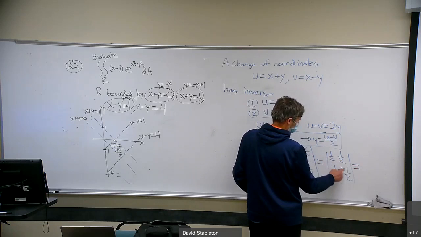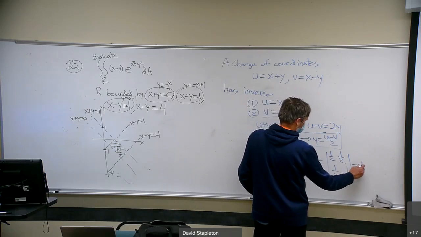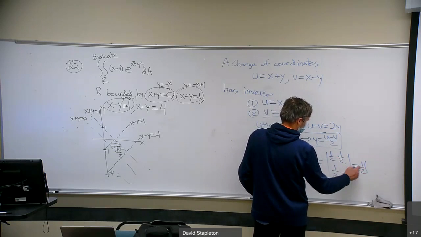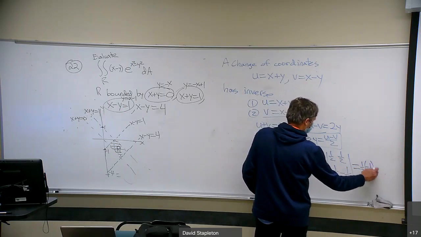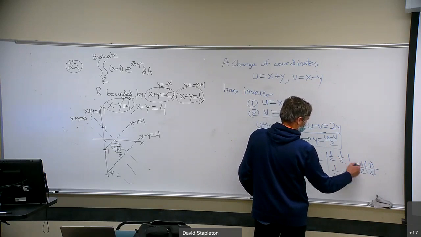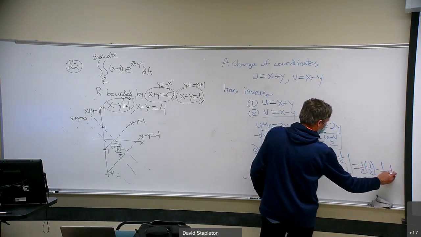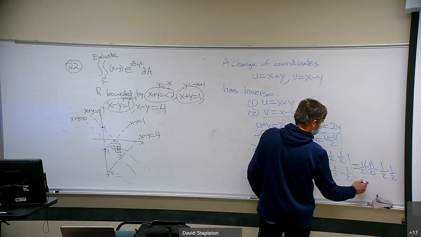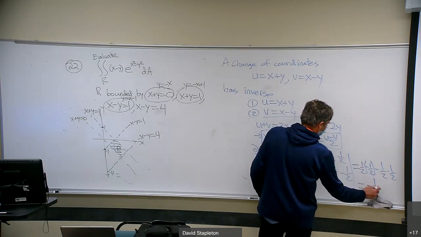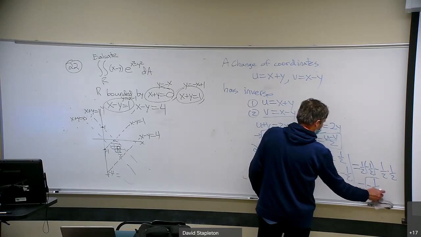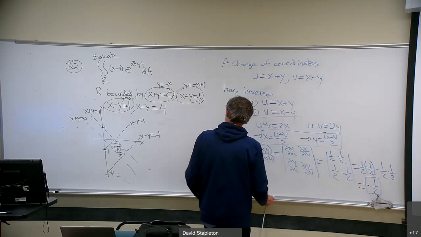So here we got 1/2 times minus 1/2, right? This diagonal minus the other diagonal, 1/2 times 1/2. Now it's a fourth minus a fourth is minus 1/2. So the scaling factor is minus 1/2.